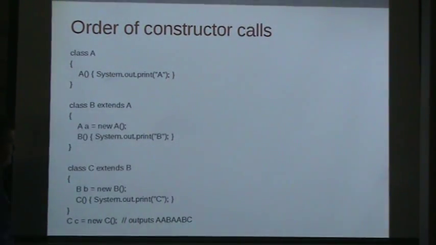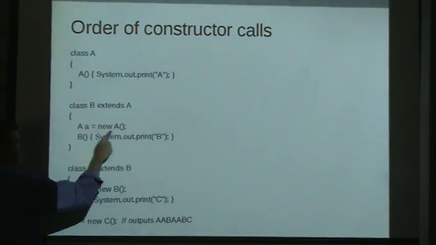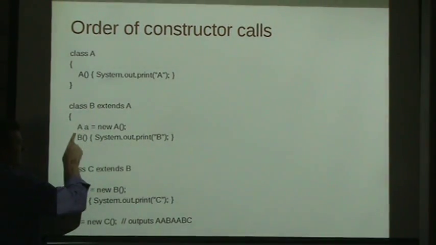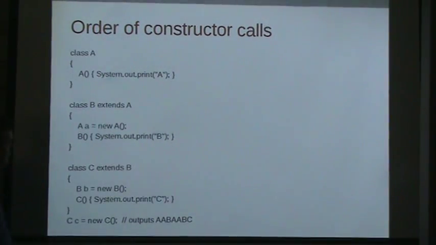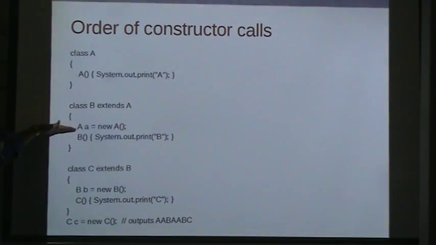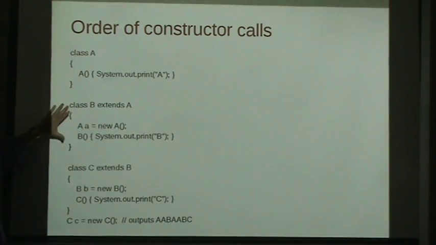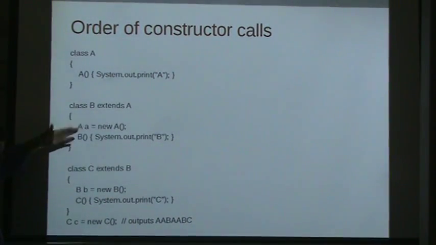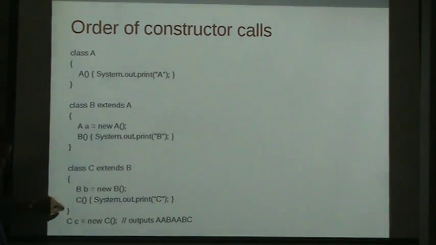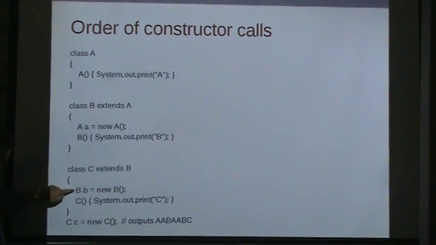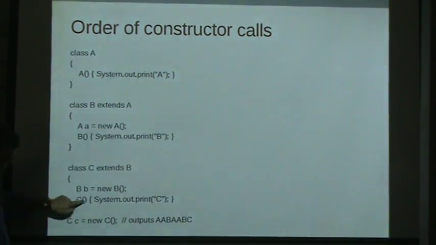Well, B actually did 2 things. This is a combination of inheritance and composition in one. So class B has an A in it, and also has a constructor. So it has an A object in it, and then has a constructor. And then class C extends B. So it has everything a B has, plus more stuff. And what is that more stuff? It throws in an object of type B and a constructor which prints out the letter C.